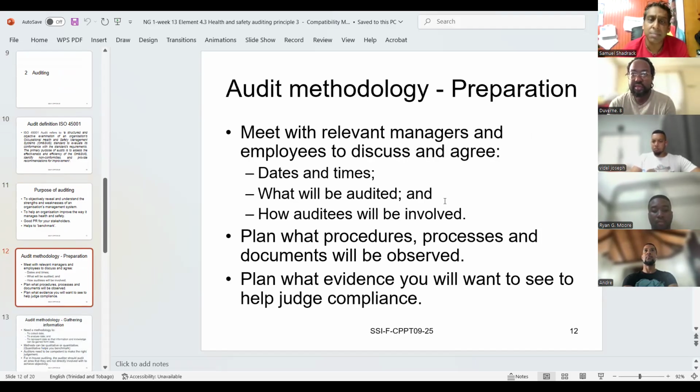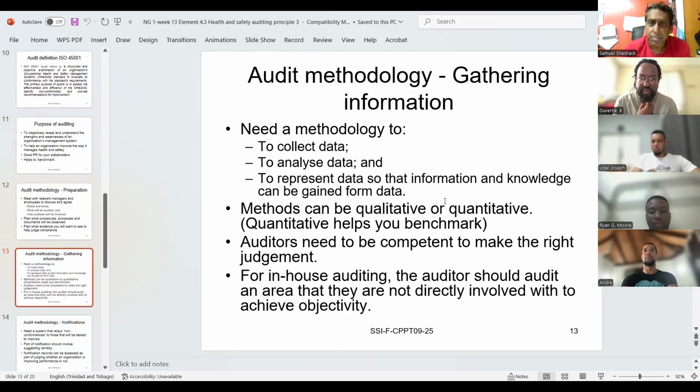Meet with relevant managers and employees to discuss and agree the date and times of the audit, what will be audited and how the auditors will be involved. Plan what procedures, processes, and documents you want to observe. Plan what evidence you want to see to help judge compliance. Now, these points are very clear, but I'll have to come back and re-emphasize them, right?